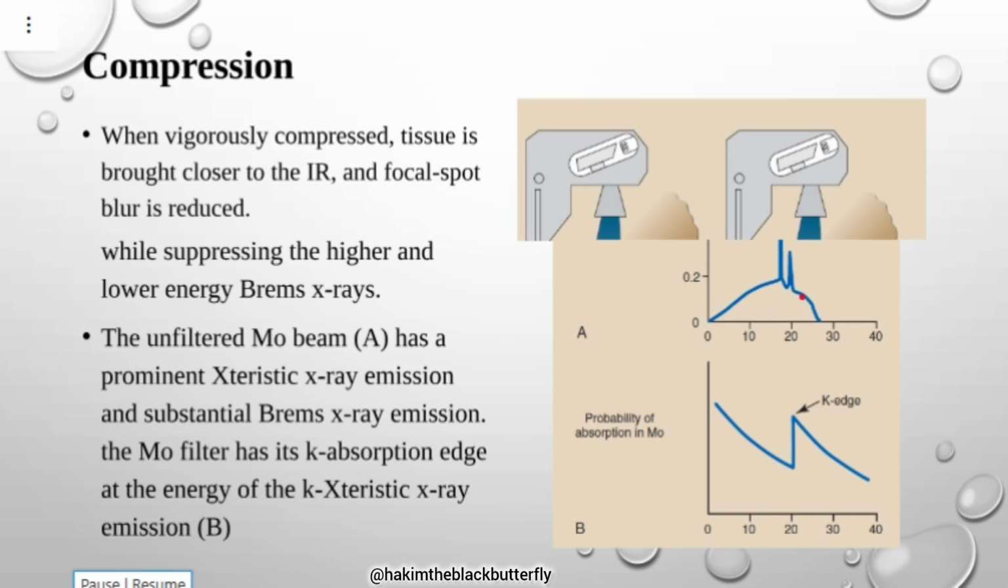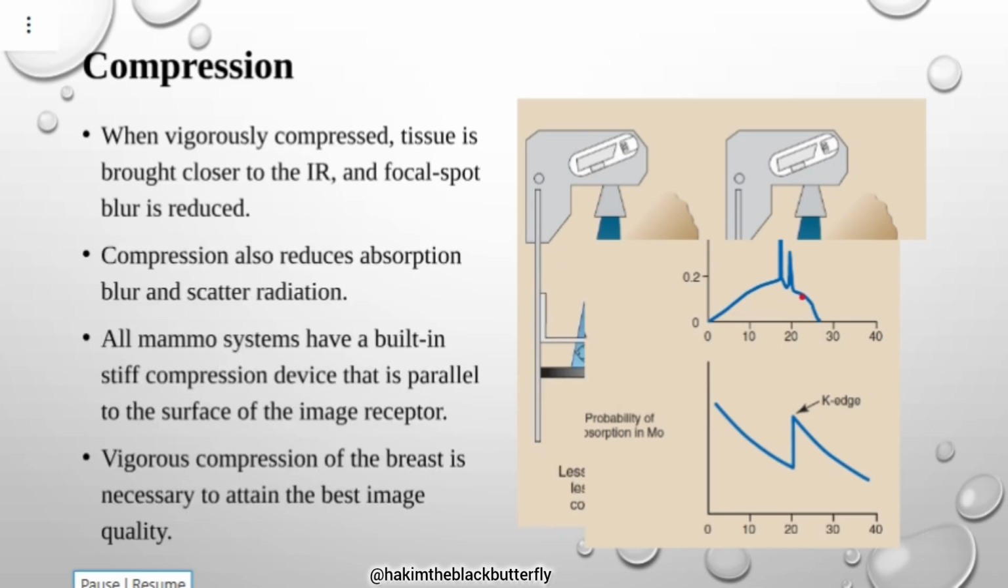A breast can be large, but when you compress it, it's like you're reducing its thickness such that the scatter is reduced a bit, because scatter deteriorates image quality. You know that very well. All mammo systems have a built-in stiff compression device that is parallel to the surface of the image receptor. This is an image receptor where the breast has been put. It can be called the breast support or the image receptor itself, because that's what detects radiation and forms an image. Vigorous compression of the breast is necessary to attain the best image quality possible.